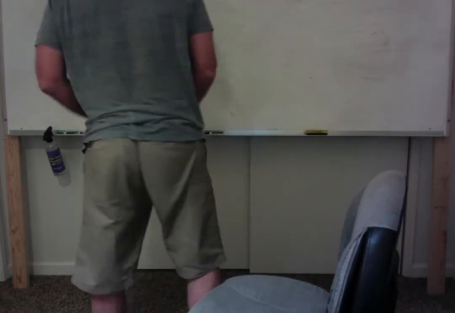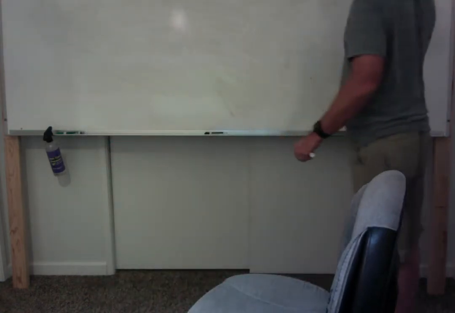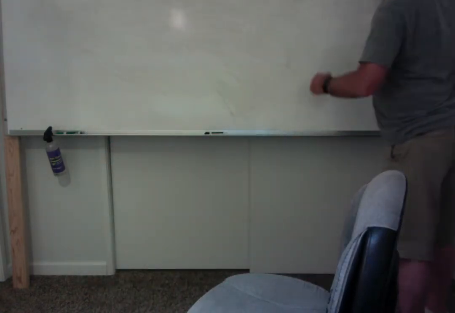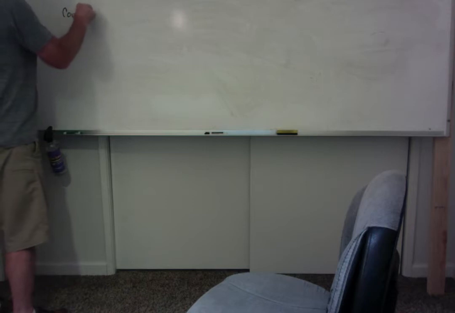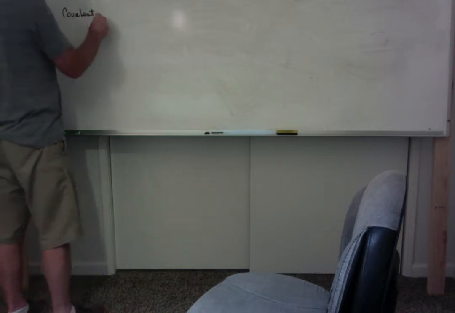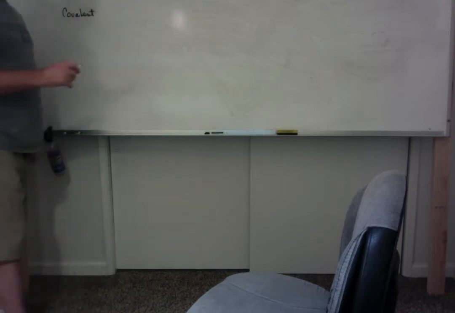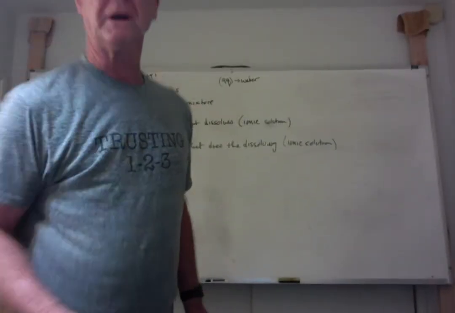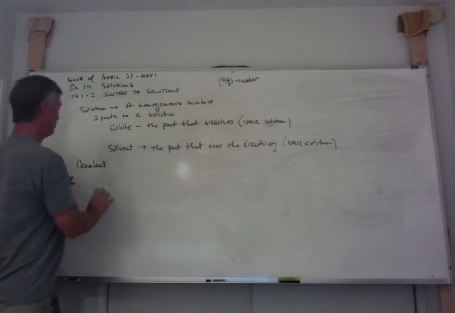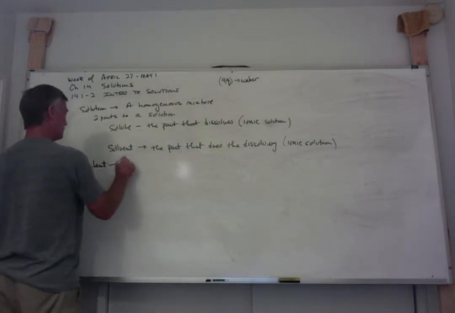When we work with a covalent molecule or covalent solution, and I'm going to do this over here, we have two types of covalent molecules. A covalent solution is a covalent molecule in water. We have polar molecules and we have nonpolar.